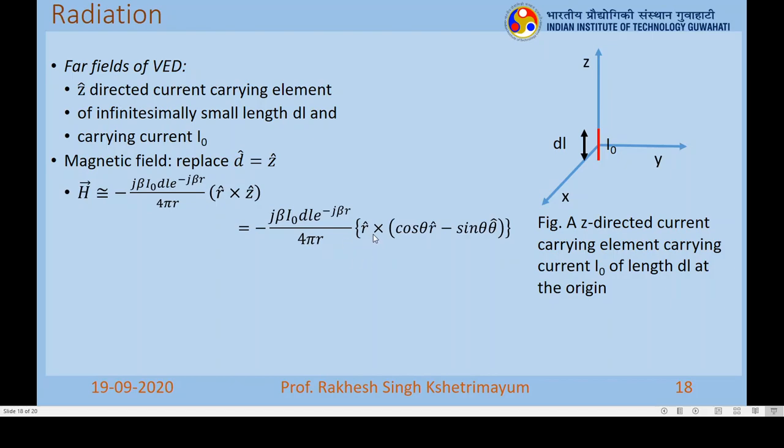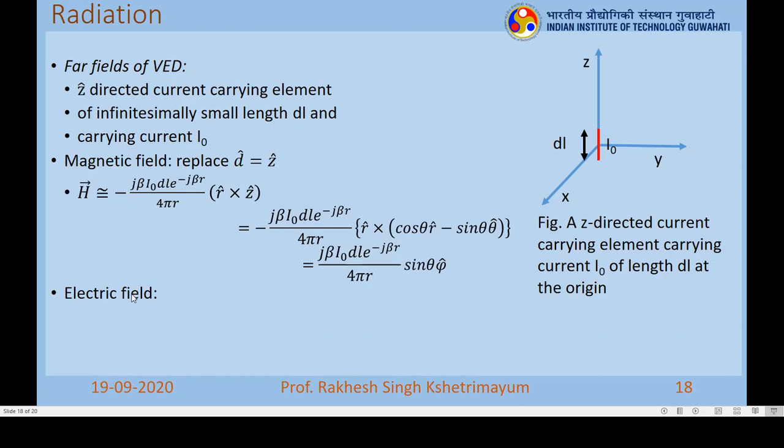So you do the cross product of r with this. Finally, what you are getting is sin theta phi hat. So the magnetic field has variation with respect to theta as sin theta. This will be helpful for drawing the radiation pattern.